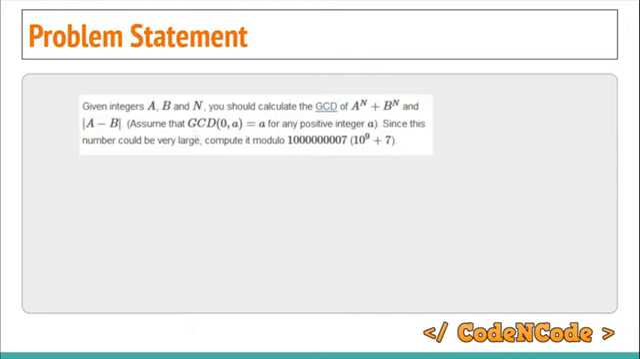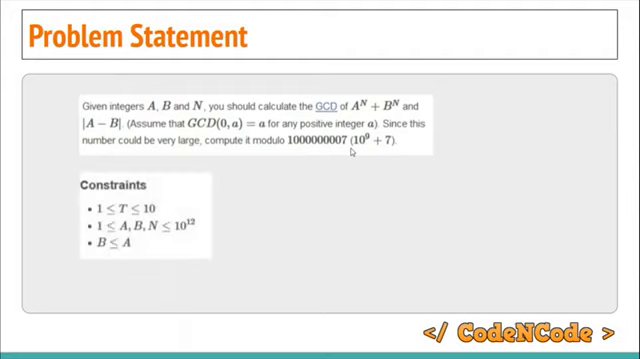If you are following this series and you have taken the lecture where we talked about the Euclidean division algorithm, in that lecture we have seen that GCD of 0 and a is actually a. So this is not something new for us. Since the answer can be very large, we have to print it modulo 10 to the power 9 plus 7.